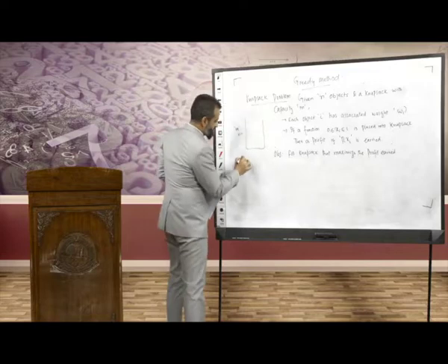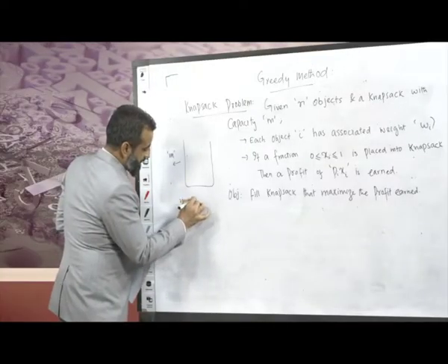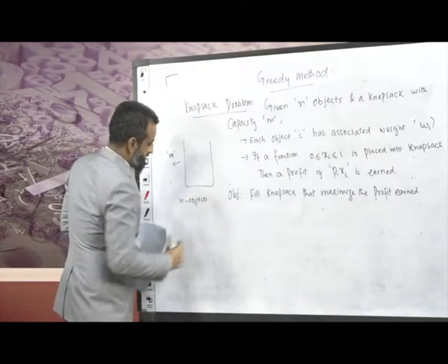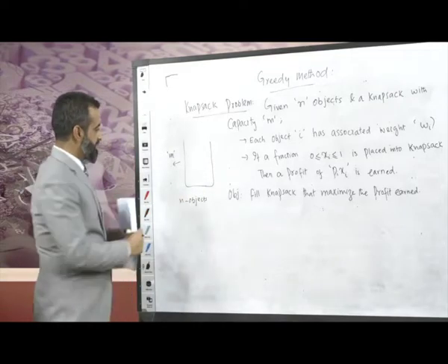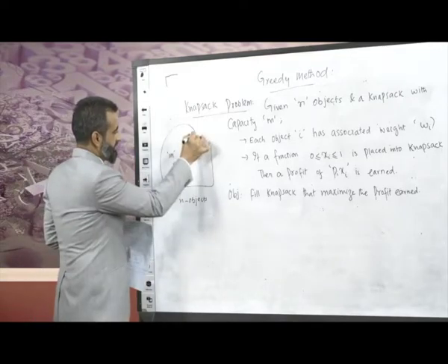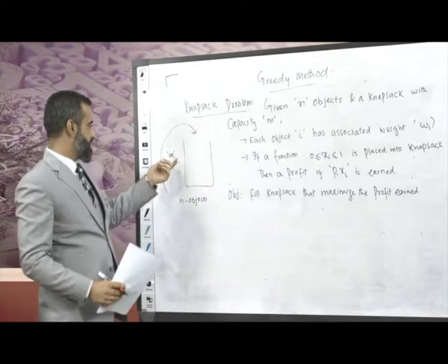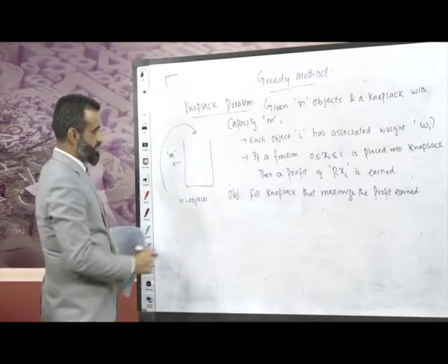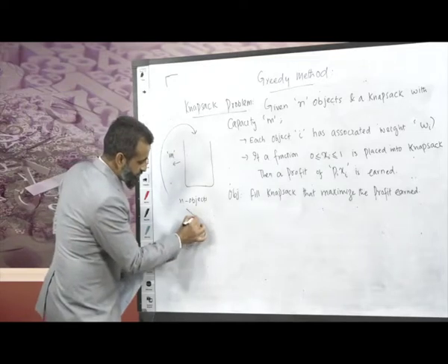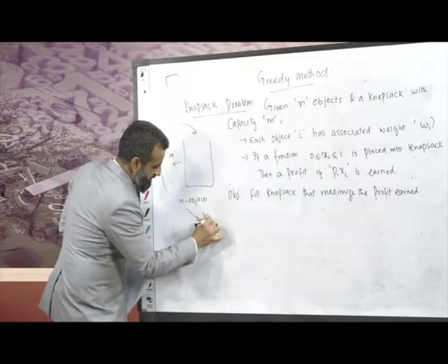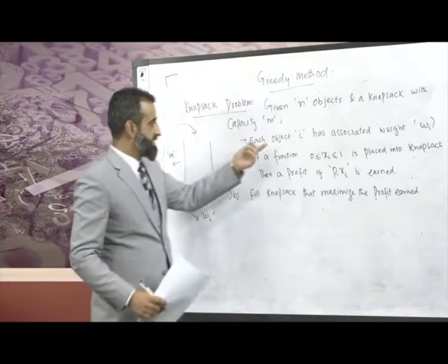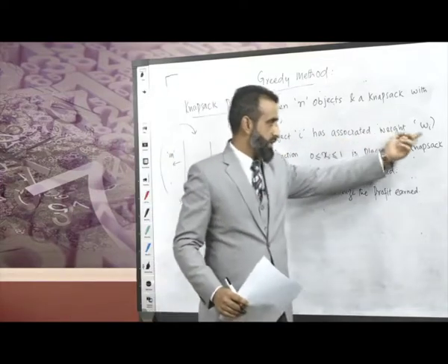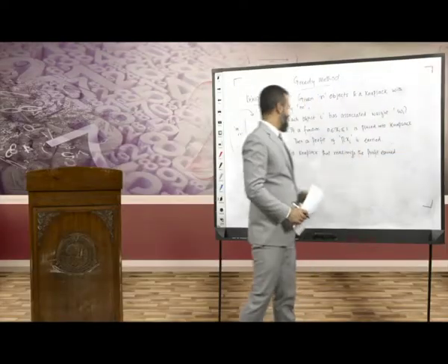I have n objects, and I will use these n objects to fill this container, which is constrained or limited by a size or capacity of m. Each of these n objects has a weight associated with it. Let's call that weight wi. So every such object has an associated weight. We refer to this weight as wi.